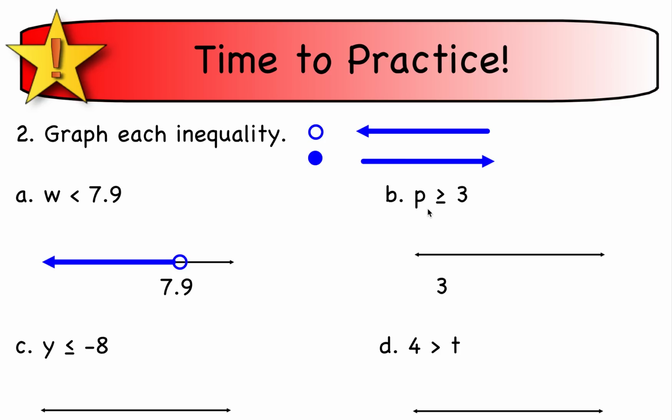Letter B, P is greater than or equal to 3. Well, this time we have the equal to with the inequality, greater than or equal to. That tells me it's a solid dot on 3. So we're going to have a solid dot on our endpoint, and our arrow is going to point to the right. So we're going to use the arrow that points to the right, and our solution set would look like that on a number line. All the numbers that are greater than 3 are solutions.